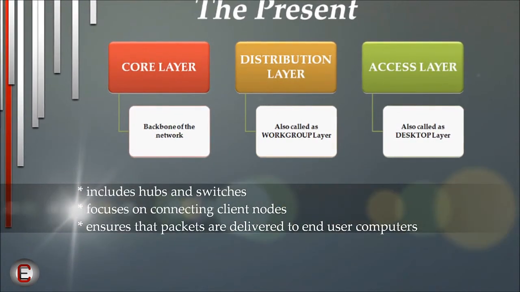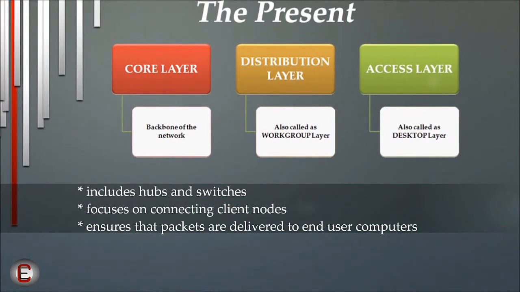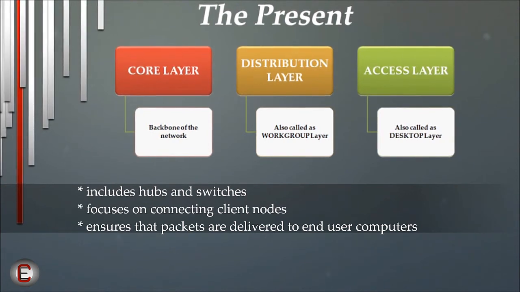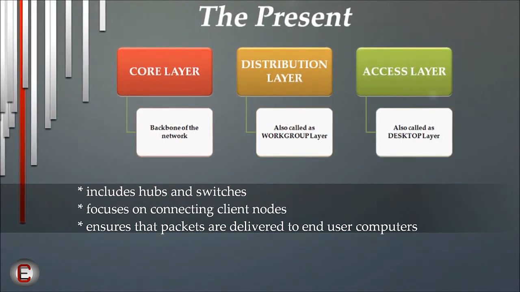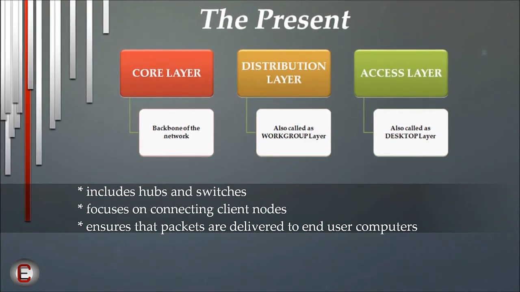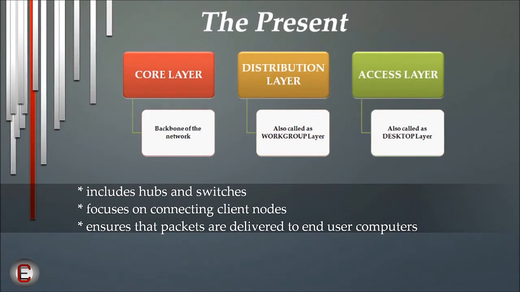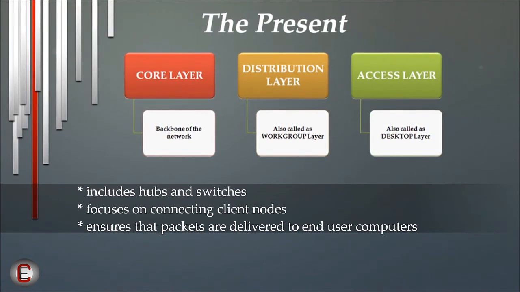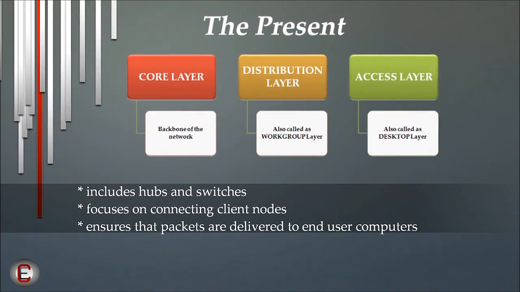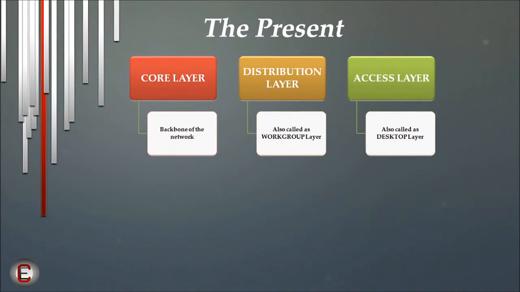The access layer. This layer includes hubs and switches. This layer is also called the desktop layer because it focuses on connecting client nodes, such as workstations, to the network. This layer ensures that packets are delivered to end-user computers. Its defining characteristics generally revolve around either high port density or the ability to overcome physical last-mile type challenges like wireless 802.11 or remote access via modems or VPN.